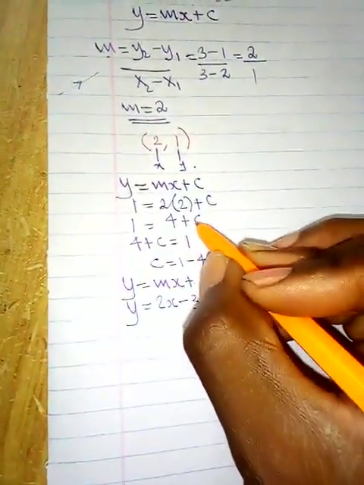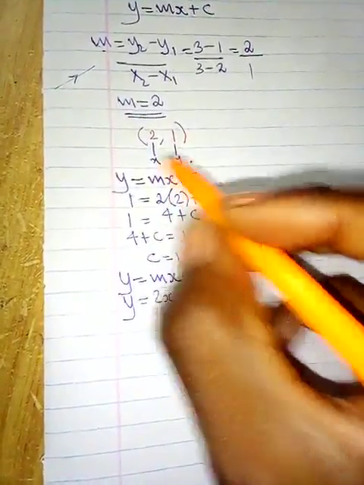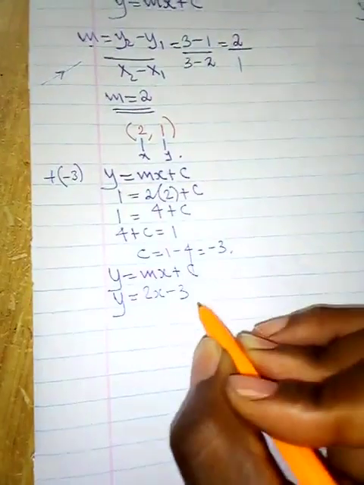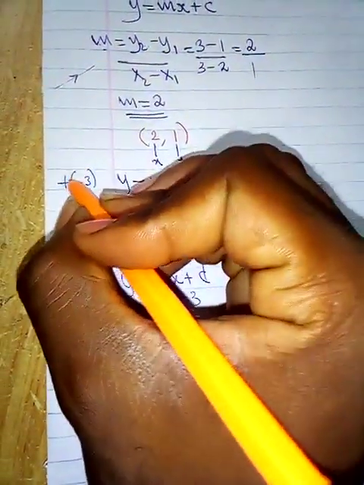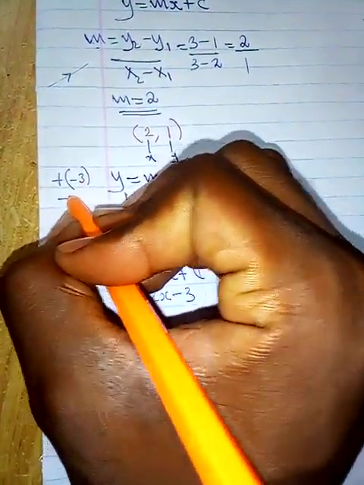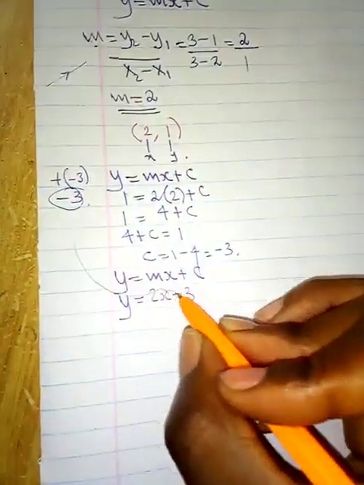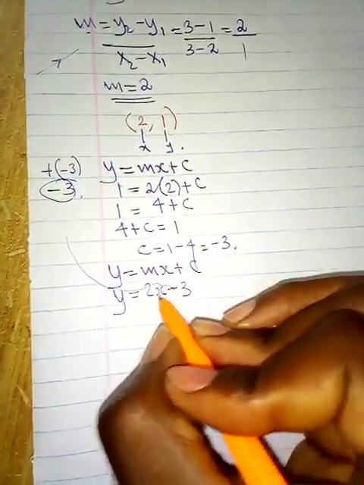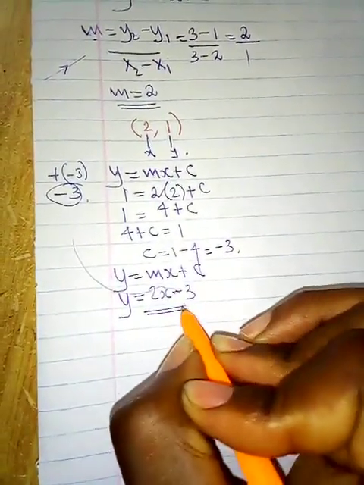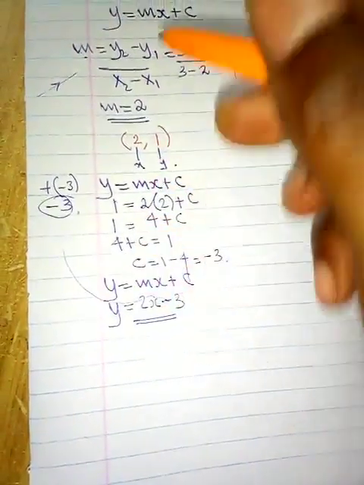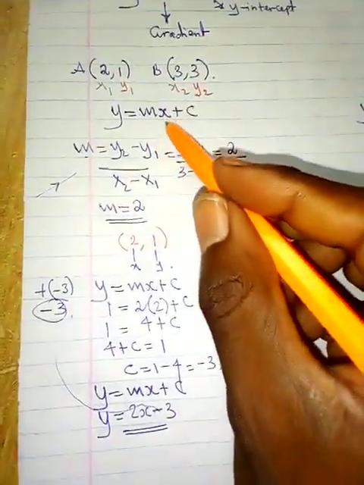In case you're wondering where the positive is going, this is just the same as plus negative 3 if we were to write it better. But remember, positive times negative is going to give you negative. That's just what I've written here. So this is going to be y is equal to 2x minus 3. That's going to be the equation of the line using this method.